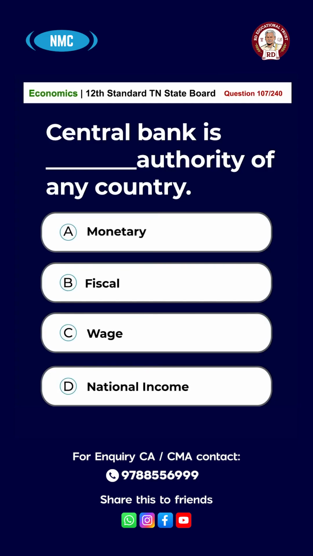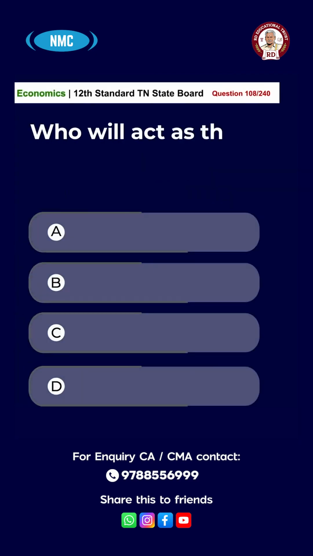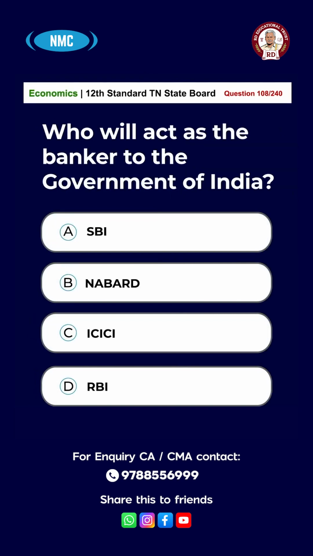Question number 107. Central bank is dash authority of any country. Option A. Monetary, option B. Fiscal, option C. Wage, option D. National income. The answer is option A. Monetary.